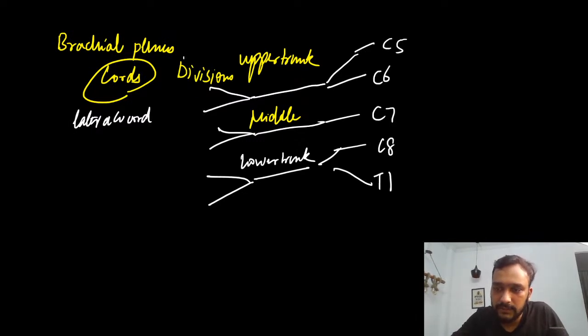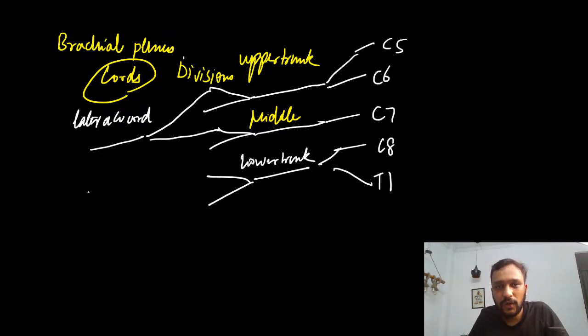Lateral cord is formed by joining of which two structures? So guys, lateral cord is formed by joining of the anterior divisions of the upper and the middle trunk, right? And the anterior division of the lower trunk is going to form the... very good Samir, anterior division of the lower trunk.